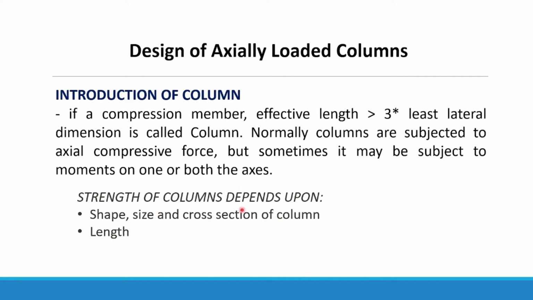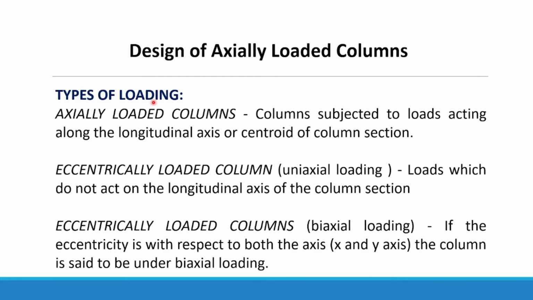And the strength of columns depends upon, first, the shape, size and cross-section of the column, and the length. For types of loading, first, axially loaded columns: columns subjected to loads acting along the longitudinal axis or centroid of the column section. Eccentrically loaded column or uni-axial loading: loads which do not act on the longitudinal axis of the column section.